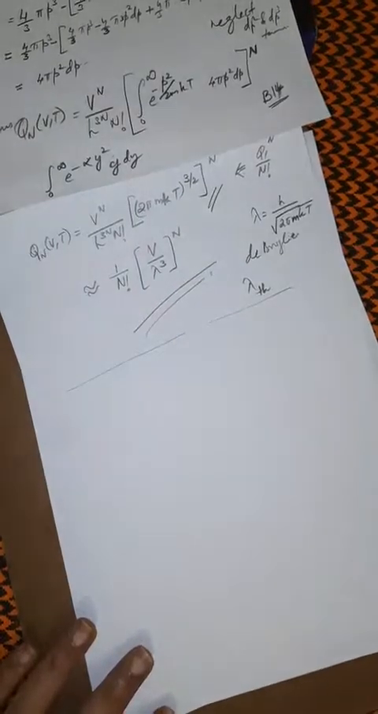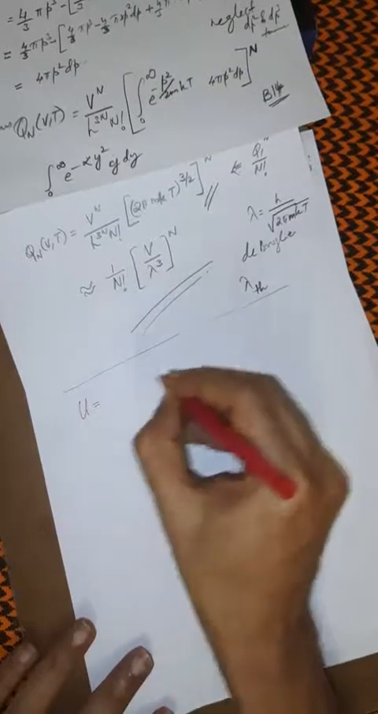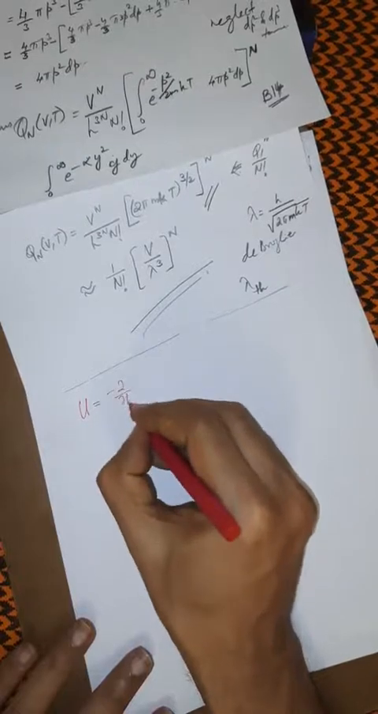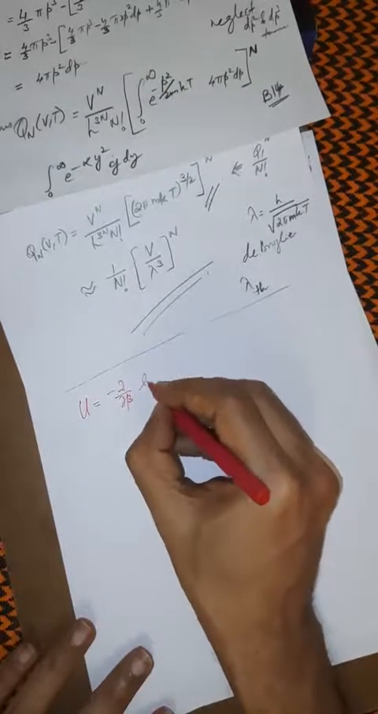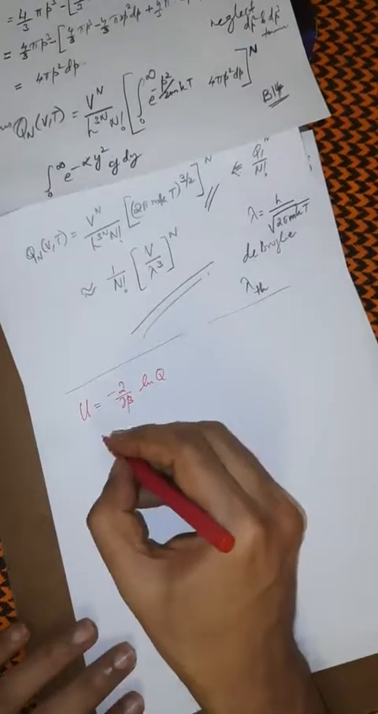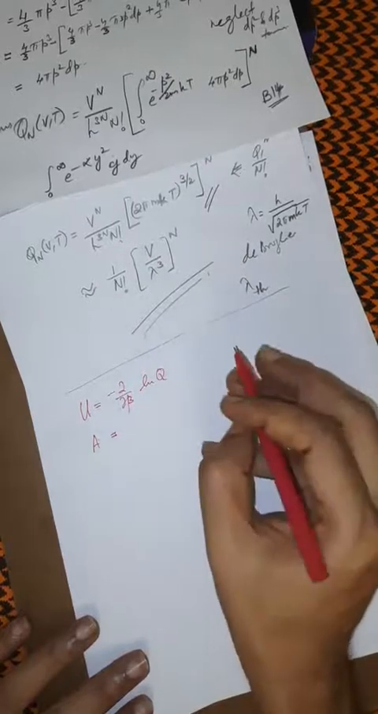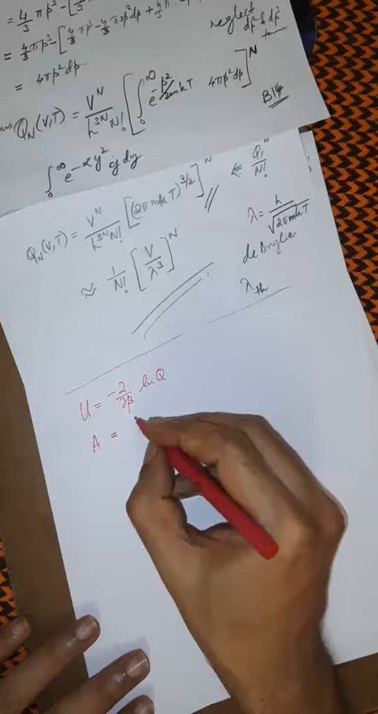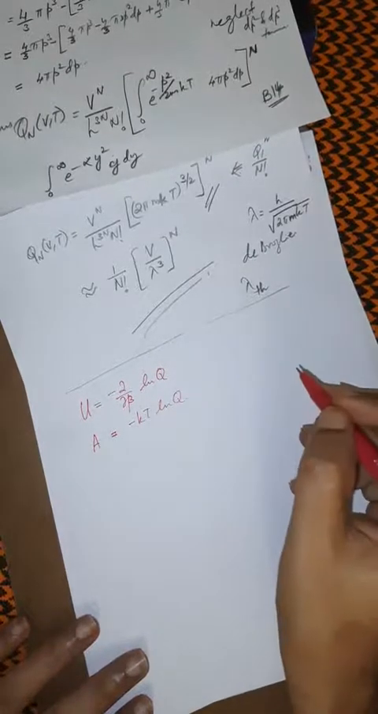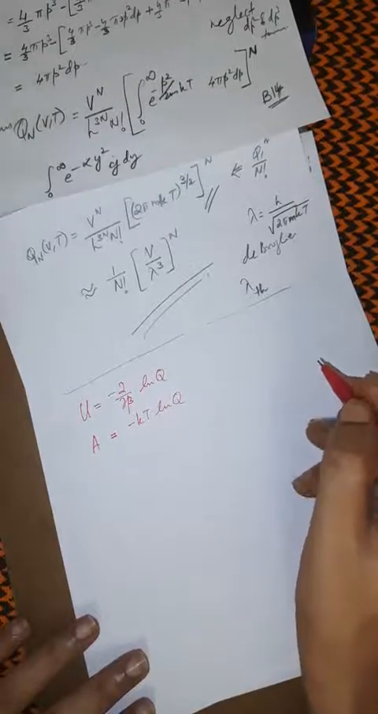what I write down is I can write U, the average energy. U is equal to minus of dou by dou beta ln Q. That's one expression. A is the Helmholtz free energy. You know its expression already. A is equal to minus kT ln Q. We have derived this expression in one of our previous videos.